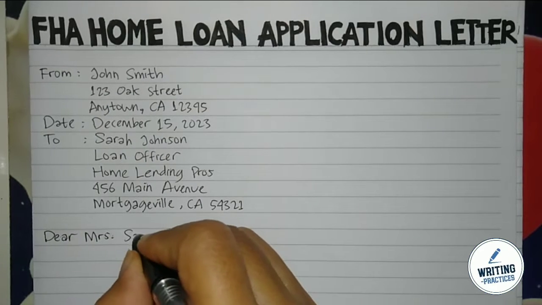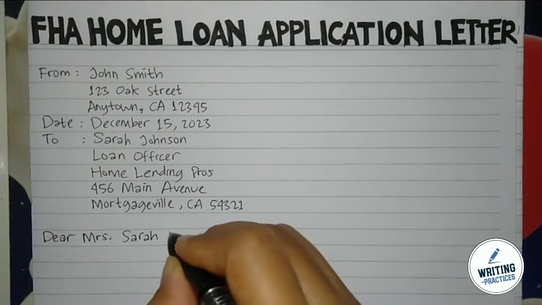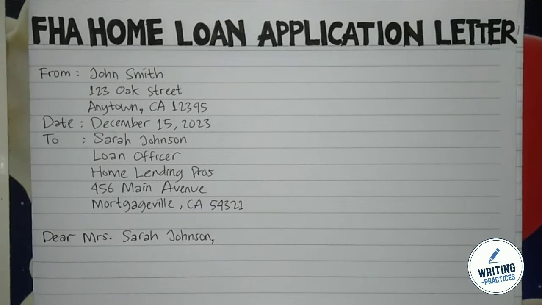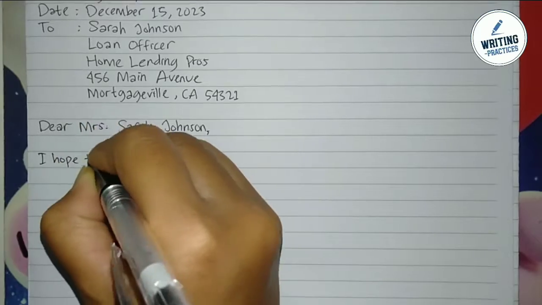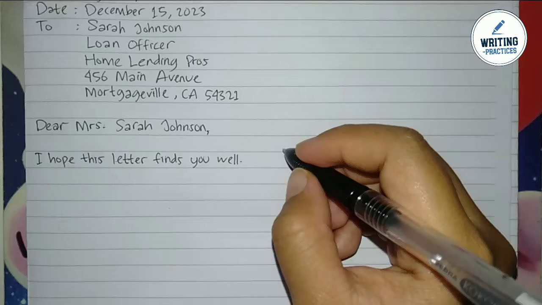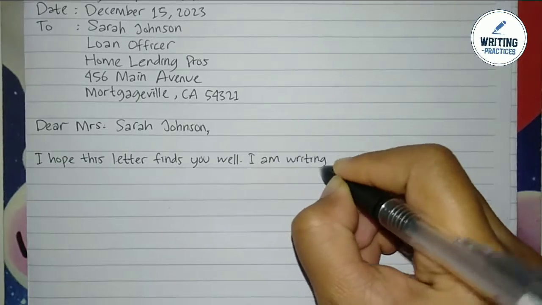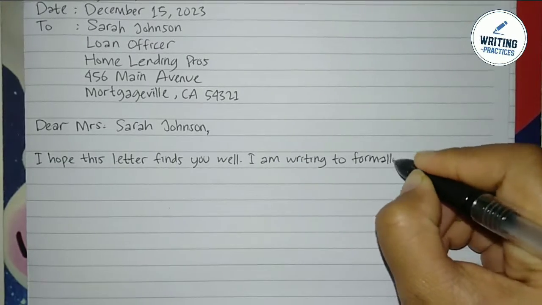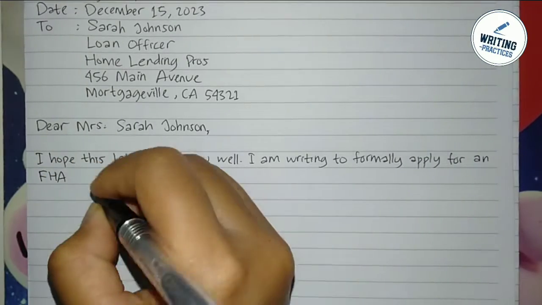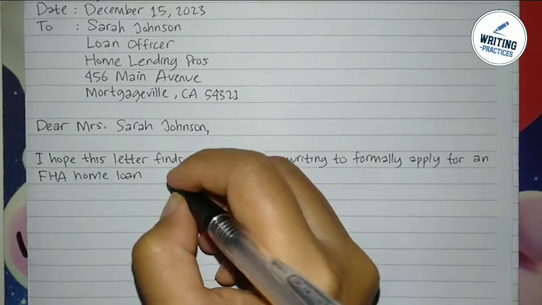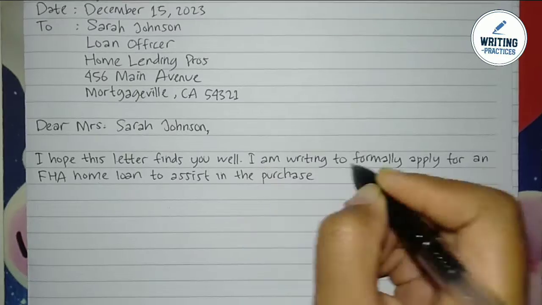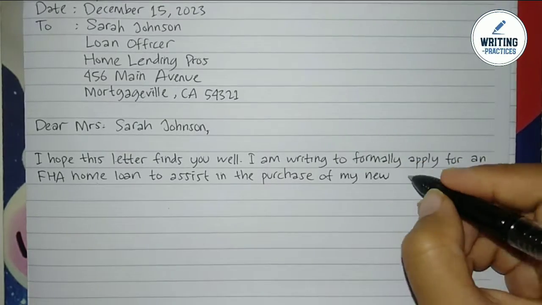After writing this information, now you can open the letter with a salutation. Simply write, "Dear," followed by the last name of the recipient. In the first paragraph, you can start with a warming greeting like, "I hope this letter finds you well." And then, write an introduction. The introduction here explains the purpose of the letter. Yes, your goal is to apply for an FHA home loan. And here is the example. "I am writing to formally apply for an FHA home loan to assist in the purchase of my new home."